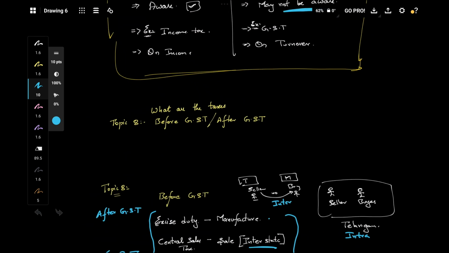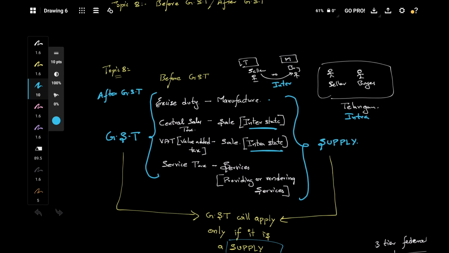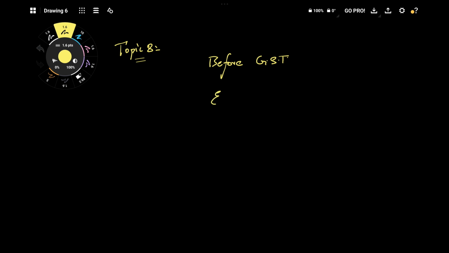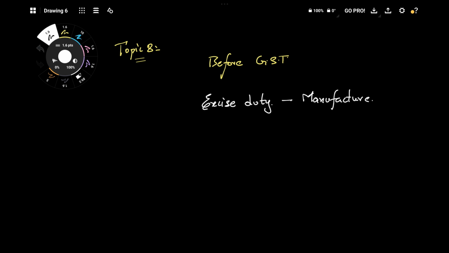What are the taxes before GST and after GST? So before GST, what are the taxes we have? The tax which is on manufacture is excise duty, and that is on manufacture of goods. Obviously we can't manufacture services, right?